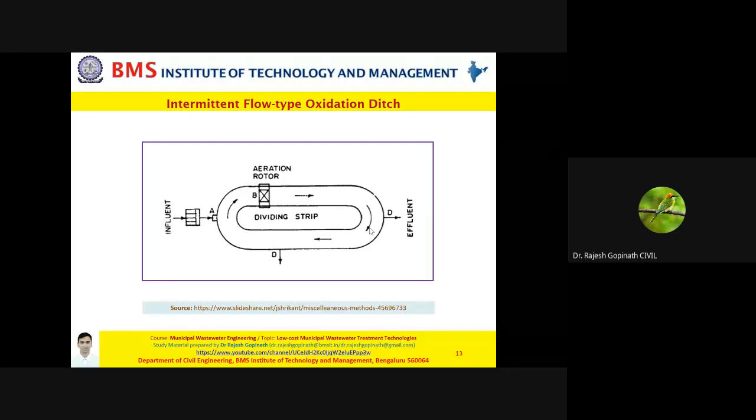I'll repeat once again. In an intermittent flow type oxidation ditch, the flow in the ditch will remain suspended only for a given predetermined period.